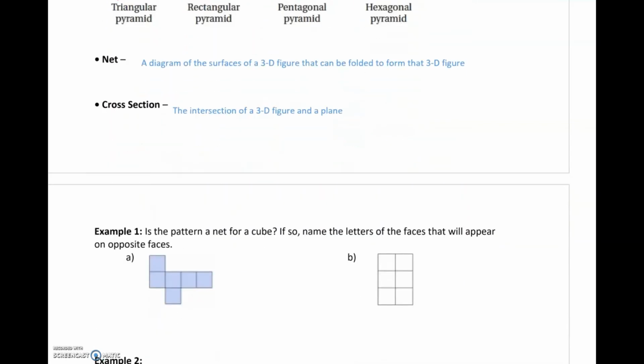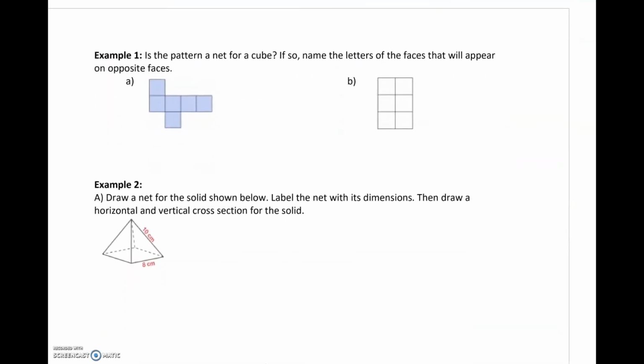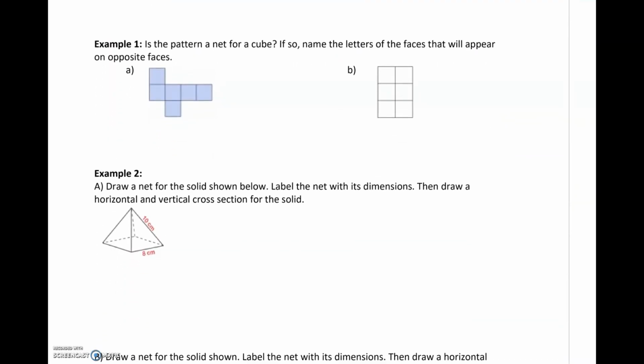So let's take a look at example 1. We see these are 2 patterns, A and B, and we want to decide, okay, is the pattern a net for a cube? So imagine if you had one of these, you cut it out, can you fold it up to make a cube? Does it turn into like a dice? And if so, name the letters of the faces that will appear on opposite sides. So what we can do is go ahead and assign letters to each face. So I can say this is A, B, C, D, E, F, A, B, C, D, E, F.